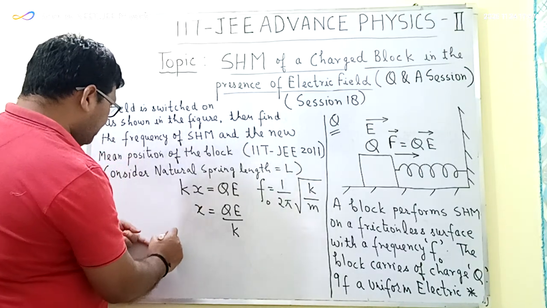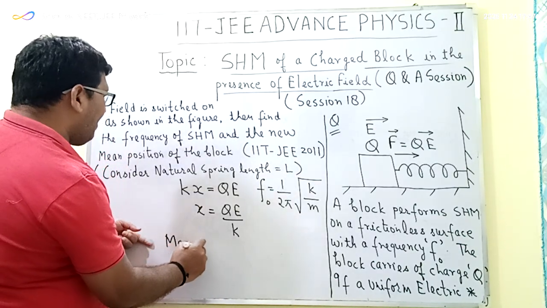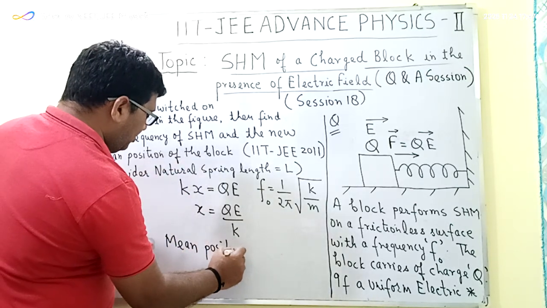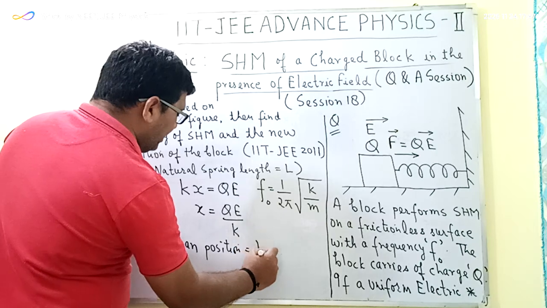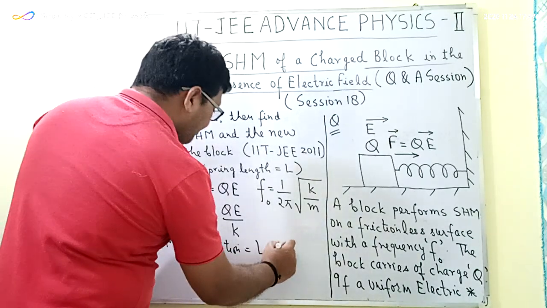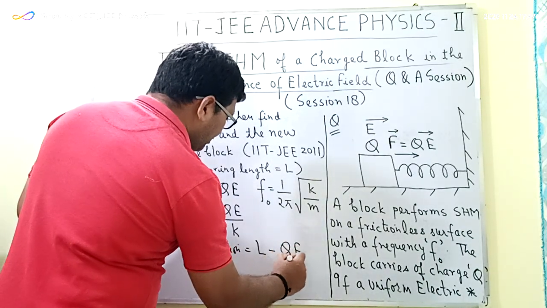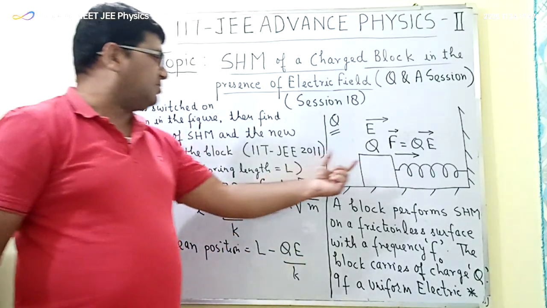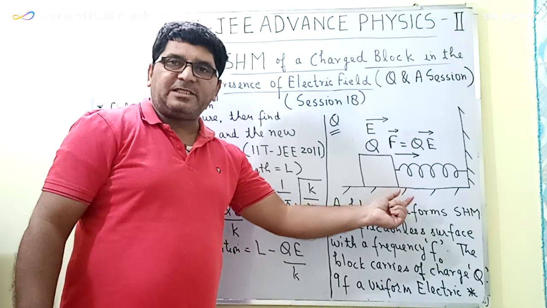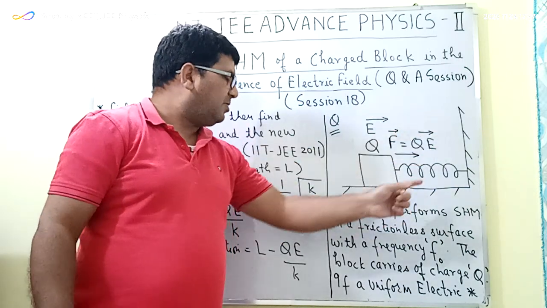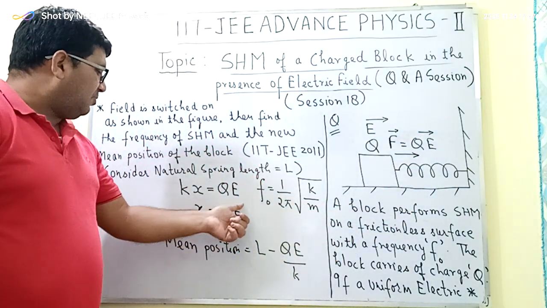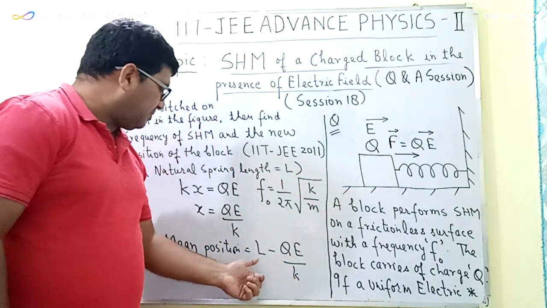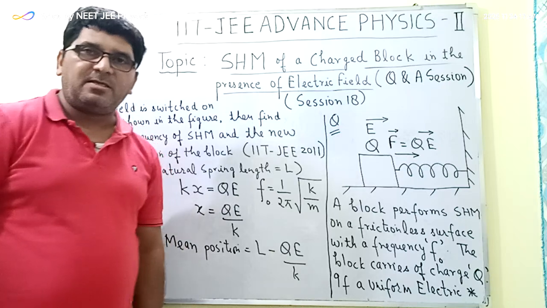So the new mean position of the block will be equal to L minus QE by K. Here QE by K is the compression of the spring. So this block will move slightly towards this rigid support by a value equal to QE by K. So the new mean position of the block will be equal to L minus QE by K.